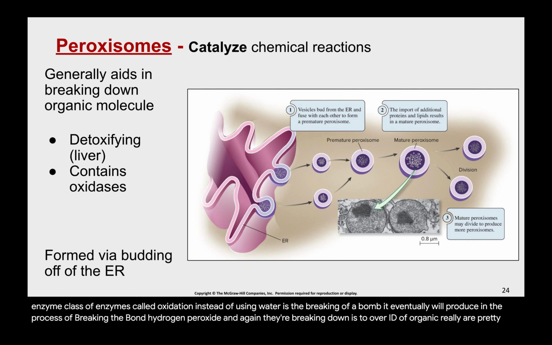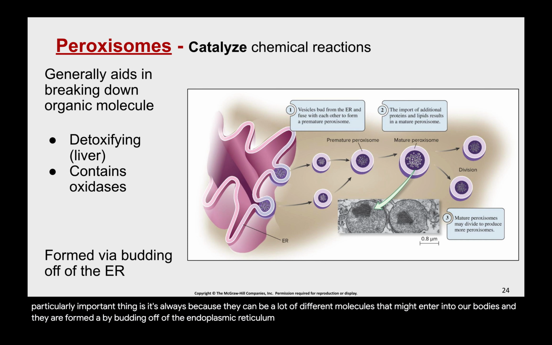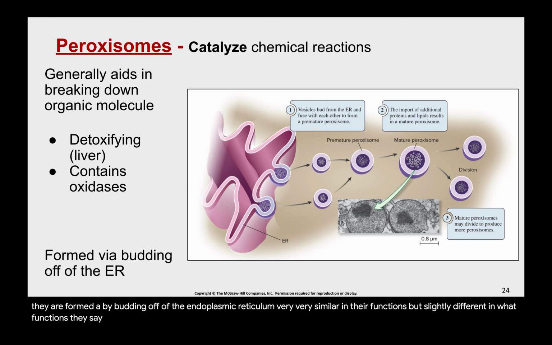They are particularly important in liver cells because they can detoxify a lot of different molecules that might enter into our bodies. Right? And they are formed by budding off of the endoplasmic reticulum. Lysosomes are formed by budding off of the Golgi apparatus. Very, very similar in their functions, but slightly different in what functions they specifically perform and where they originated from. Peroxisomes also tend to be a little smaller than lysosomes.